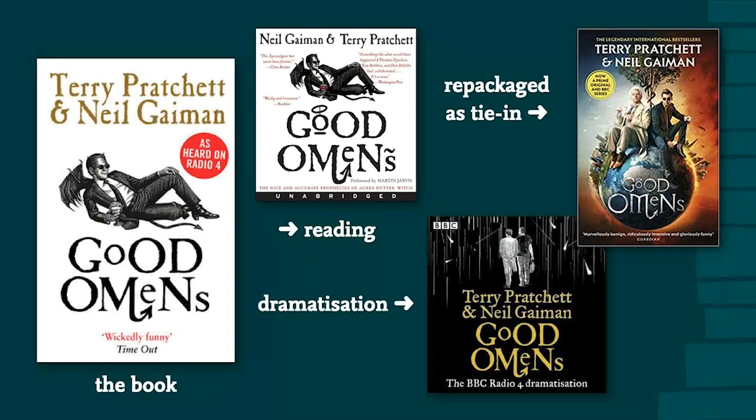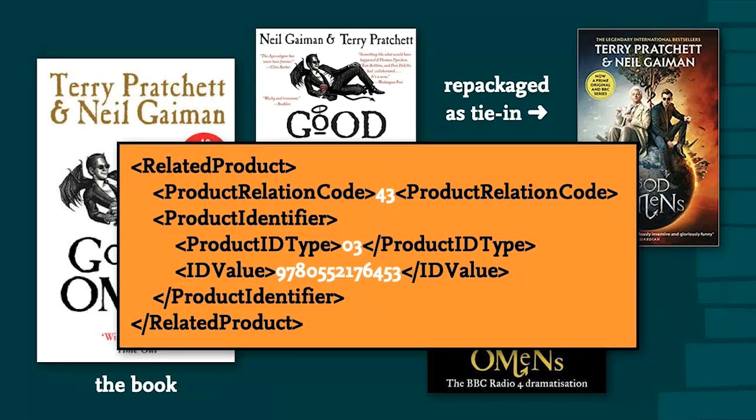You can also say things like, and here is a bit of ONIX for you, we have a code here, product relation code 43. That code is telling me that this product has been adapted from this ISBN. So this bit of data would be sent to accompany the dramatization, and it's saying that this is based on this ISBN, this book. But in ONIX, you can send all sorts of different relationships.